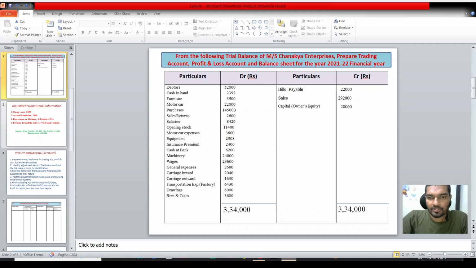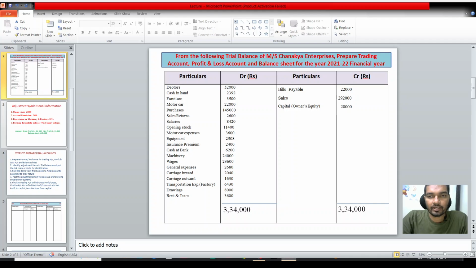In my previous lecture, I was discussing how to prepare final accounts using simple steps. We had a discussion on basic adjustments. Now we are moving to moderate adjustments in the sum. So let us start a discussion on the current sum.